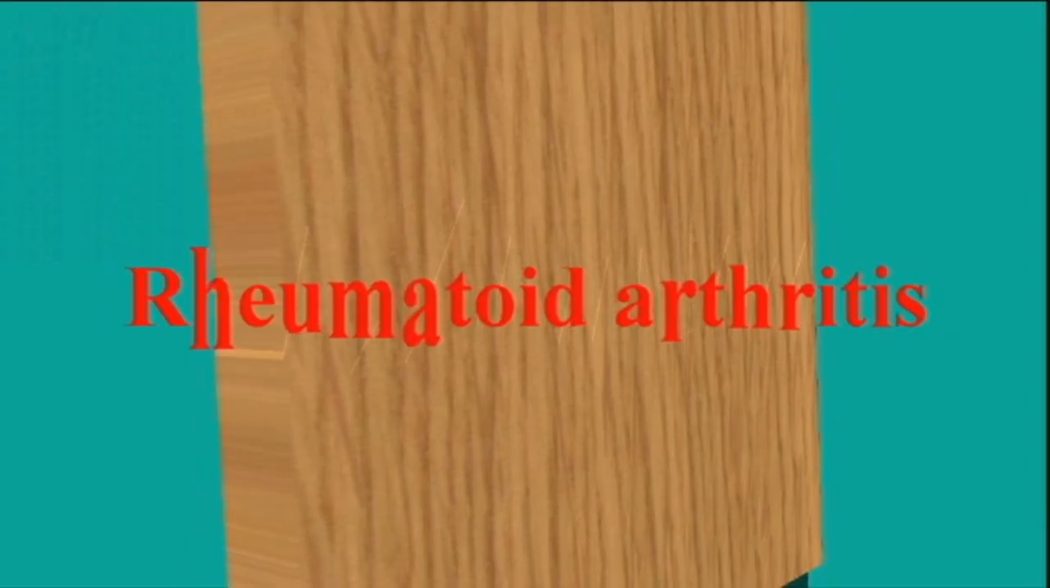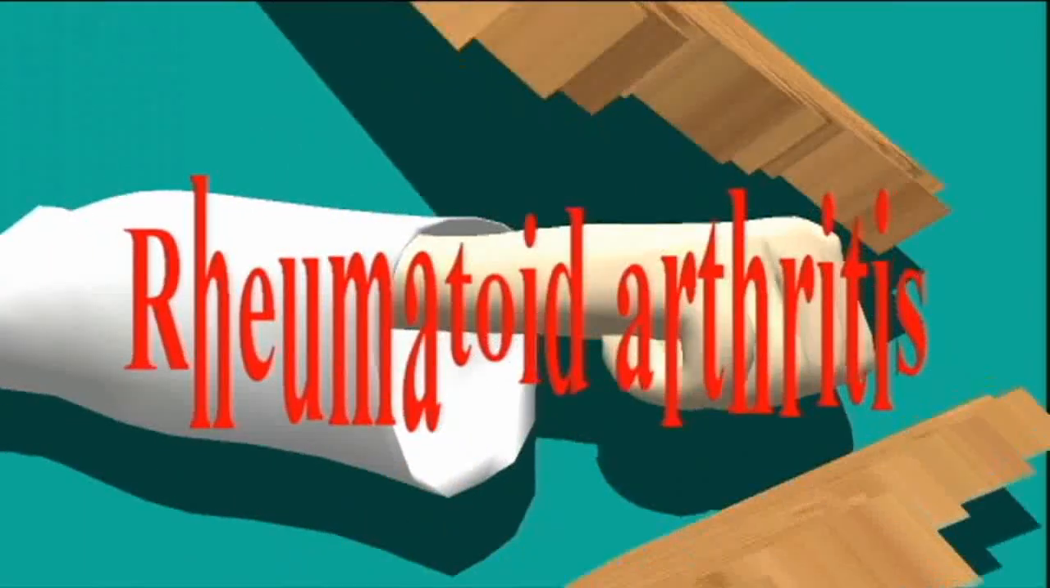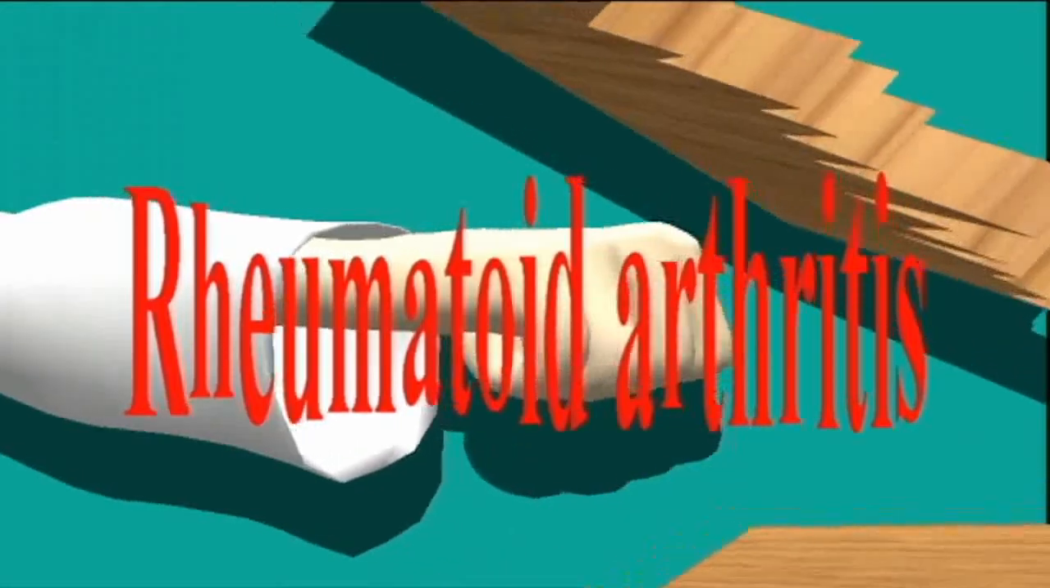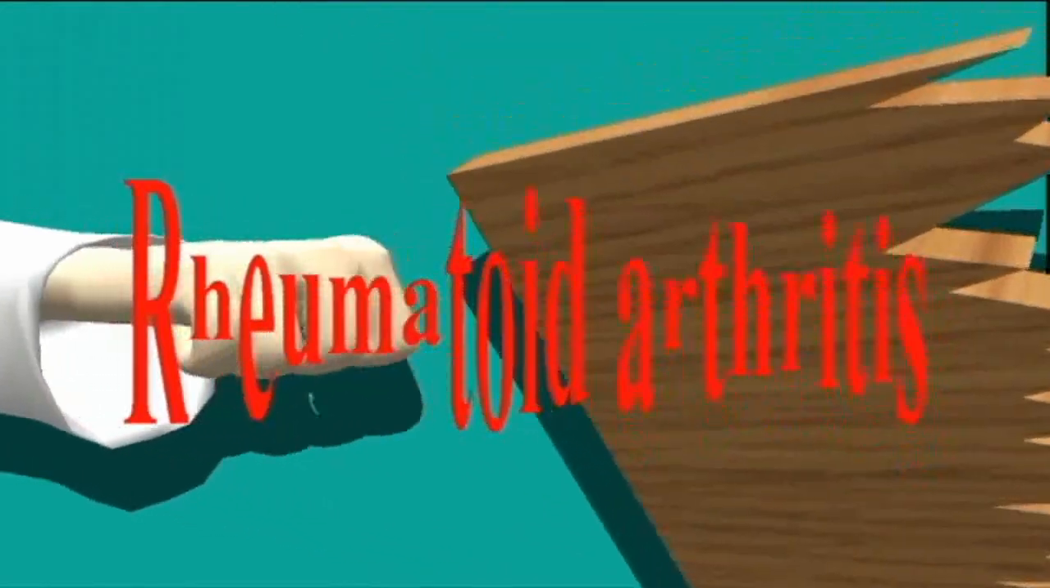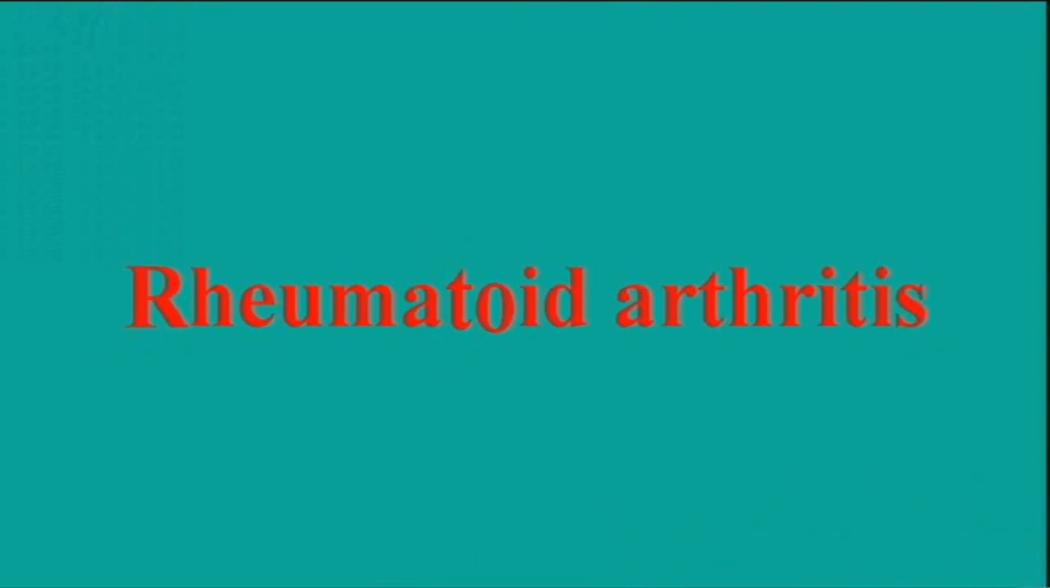Rheumatoid arthritis. Rheumatoid arthritis is an autoimmune disease where healthy tissues are broken down by the body's immune system. This can cause wrist pain if the joints in the area are affected.